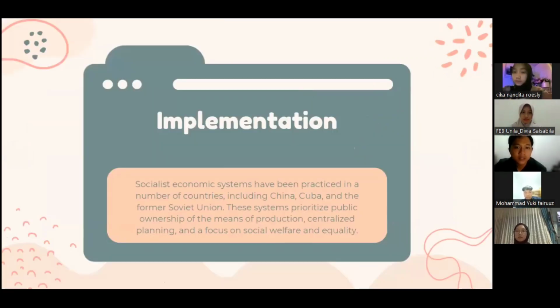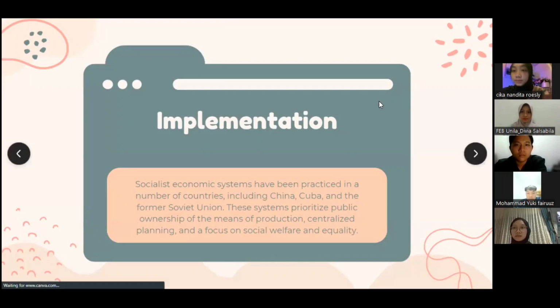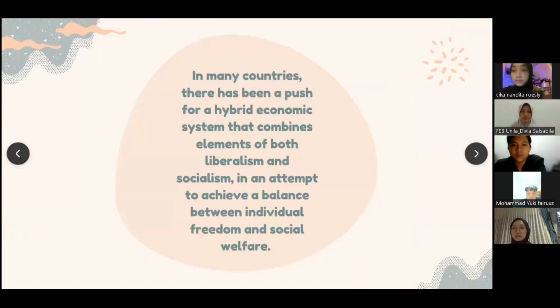And the last is implementation. Socialist economic systems have been practiced in a number of countries, including China, Cuba, and the former Soviet Union. This system prioritizes public ownership of the means of production, centralized planning, and a focus on social welfare and equality. And the next slide will be presented by Yuki.